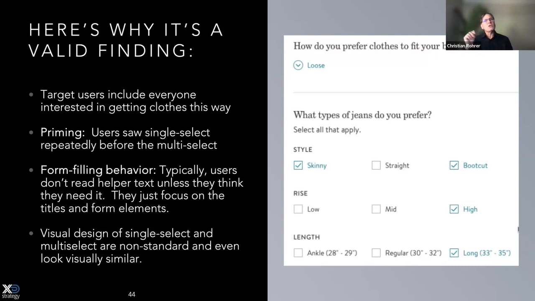The second thing is we know something about form filling that we saw in this example. If you've ever done eye tracking, people don't read helper text like this. They look at the question and they go to the form element. They don't read that stuff unless they think they're having a problem. They didn't realize they were getting it wrong. So the only time you look at helper text is when you know you're having a problem. But when you don't know, you don't read it. And the third thing is that the Stitch Fix designers chose to make the visual design of the form elements kind of cute.